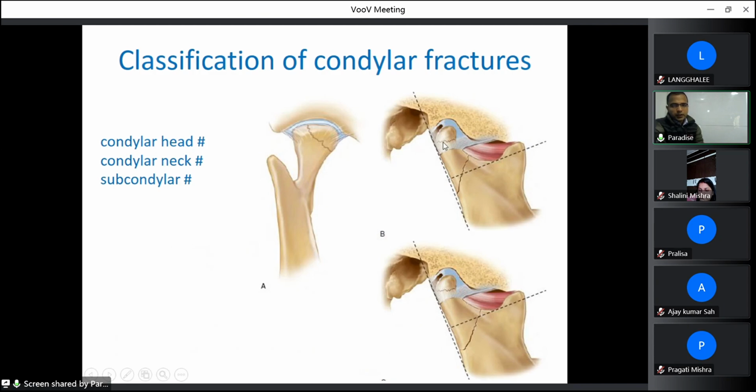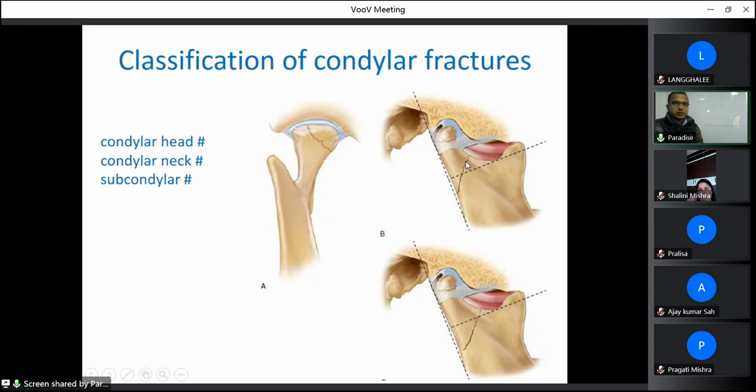In case of condylar neck fracture, the fracture is present outside the TMJ capsule. It is present above the sigmoid notch and outside the TMJ capsule. If the fracture is present in this region, it is known as condylar neck fracture. In case of subcondylar fracture, the fracture is present below the sigmoid notch. Now, how will you distinguish whether it is a condylar neck fracture or a subcondylar fracture? Because both fractures are present outside the TMJ capsule and both start from the sigmoid notch area.